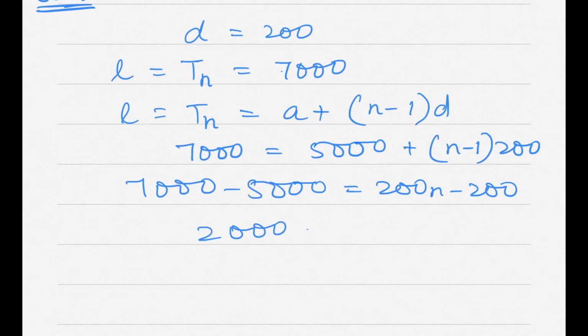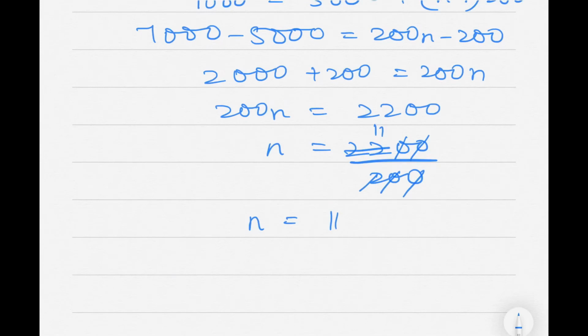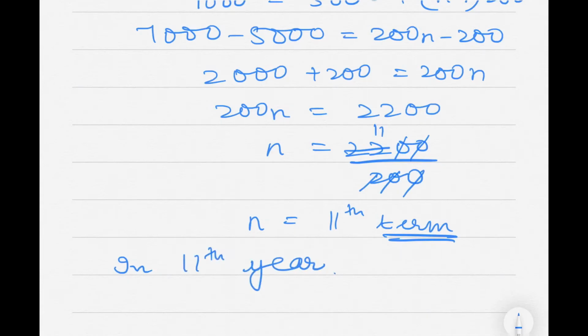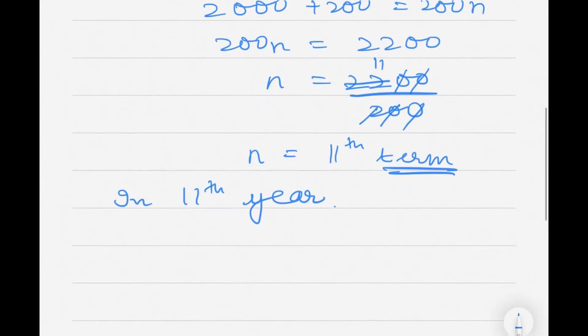I can bring this 200 to this side, so 200n is equal to 2,200. So n is equal to 2,200 by 200. The zeros go, and it is 11 times. So my n comes out to be 11. So n is the 11th term, right? So I would say that in the 11th year, after 10 years only, he will get 7,000. So in the 11th year he is getting rupees 7,000.